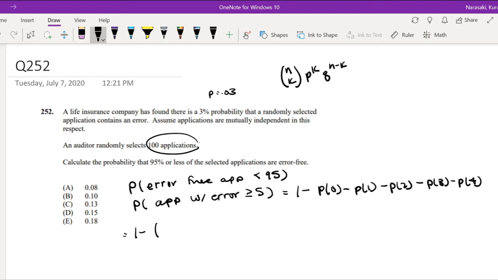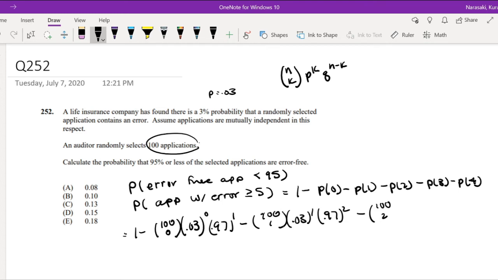So out of 100 applicants, there are 0 apps with error. So that's equal to 100 choose 0, and the probability of error is, again, 0.03. So it's 0.03 to the 0, 0.97 to the 100, and then so on, right? We can say that for when it's equal to 1. And we can say that for when it's equal to 2. Right? Yeah, we got this.